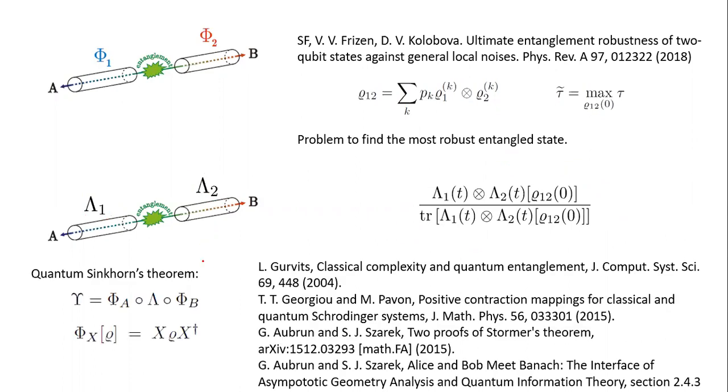So the quantum Sinkhorn theorem says that a map which is strictly positive can be transformed into a unital map. So a unital map preserves the identity operator. And this quantum Sinkhorn theorem was derived in 2004 in the paper by Gurvits, and then rediscovered for completely positive maps in 2015. But the simplest explanation is presented in the paper by Aubrun and Sharrock, who also wrote a very nice book, which is entitled Alice and Bob Meet Banach. So I highly recommend this book.